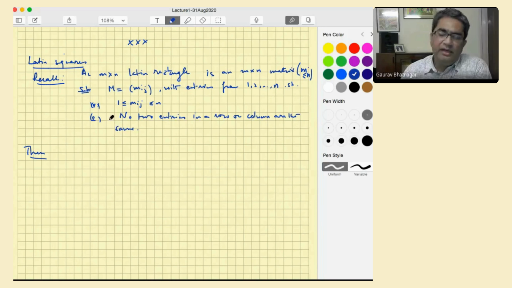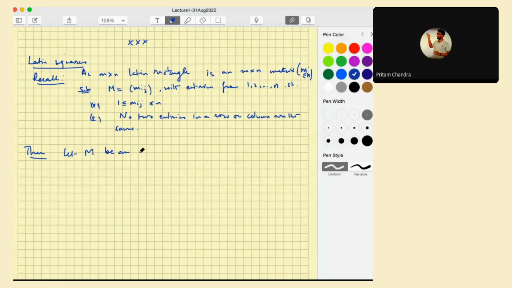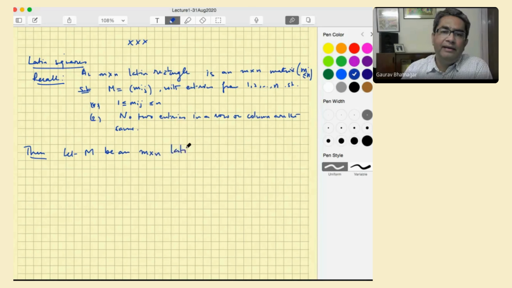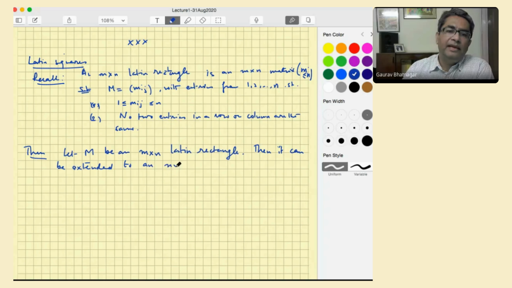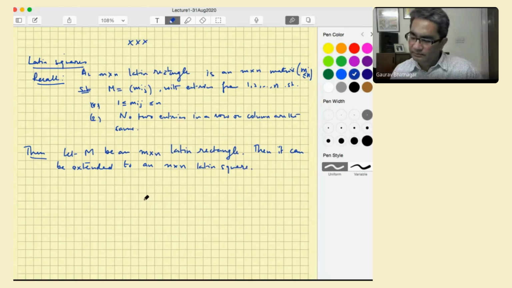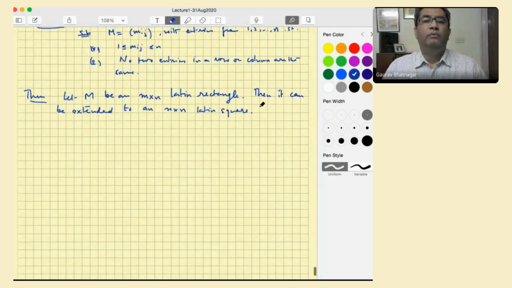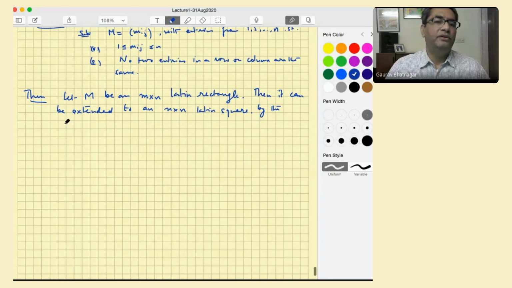Anyway, so the theorem is: let M be an m cross n Latin rectangle, then it can be extended to an n cross n Latin square, by the addition of certain rows, n minus m rows.